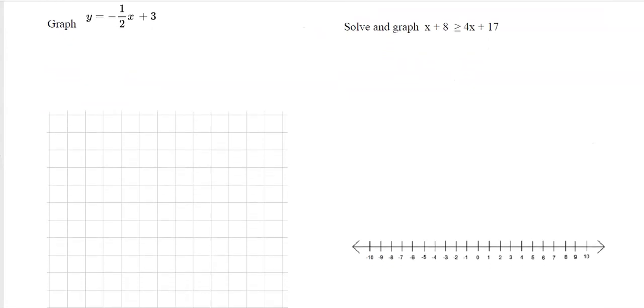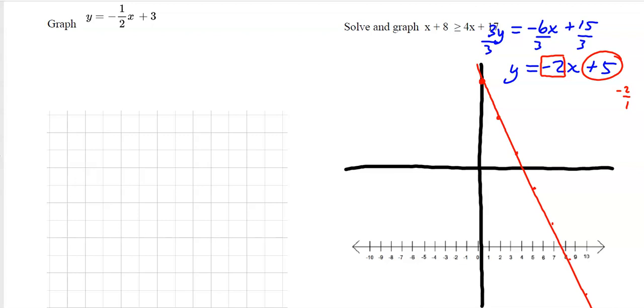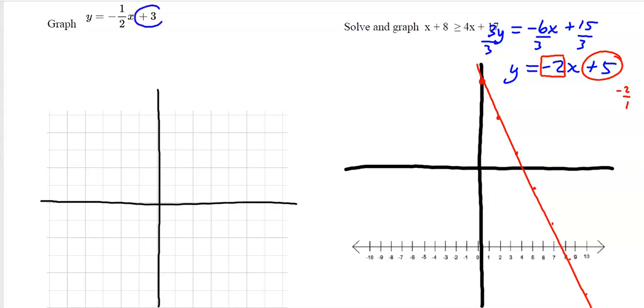This one's friendly. It is in slope-intercept form for me. So I'm pretty sweet here. I'm already decked out. I got a cross at +3. And then my slope is negative. I got to go down 1, right 2. Down 1, right 2, down 1, right 2, down 1, right 2. And something like that.